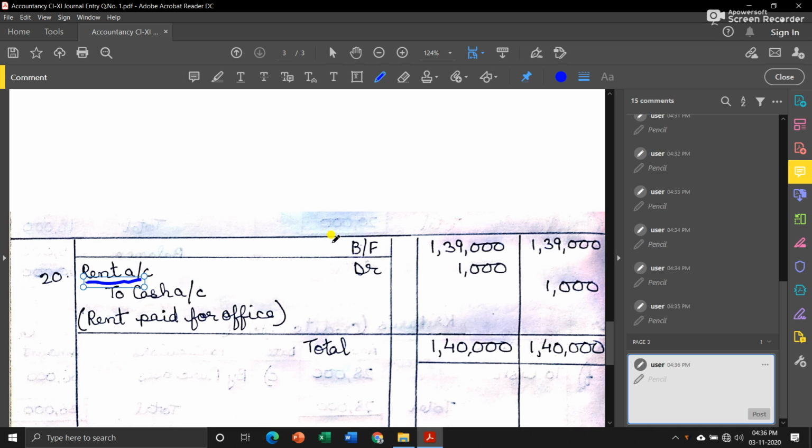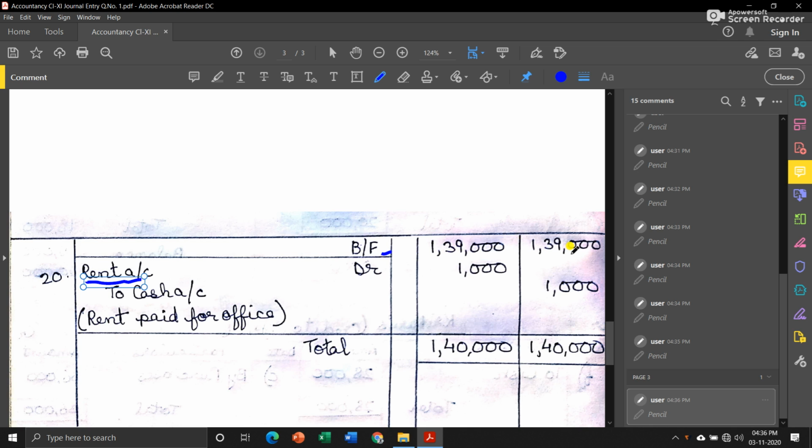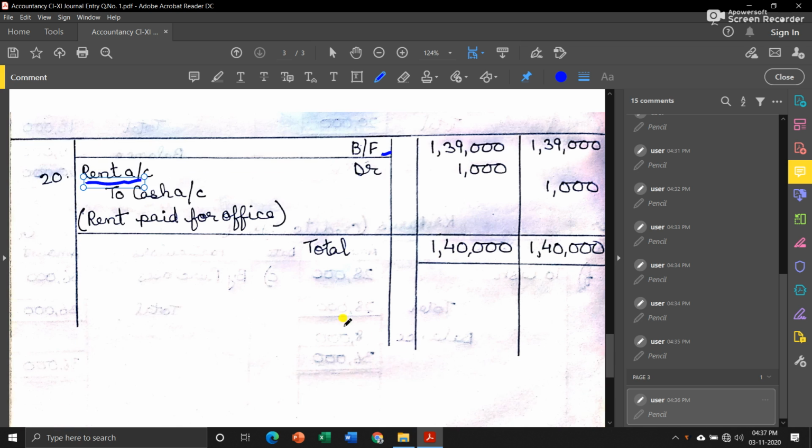And see, at the starting of the next page you have to write brought forward of 1,39,000, 1,39,000, and in the narration I have written rent paid for office. Now after adding this 1,000 to the previous balance of 1,39,000, we got 1,40,000. Now this was question number 1. I hope you have understood this one.